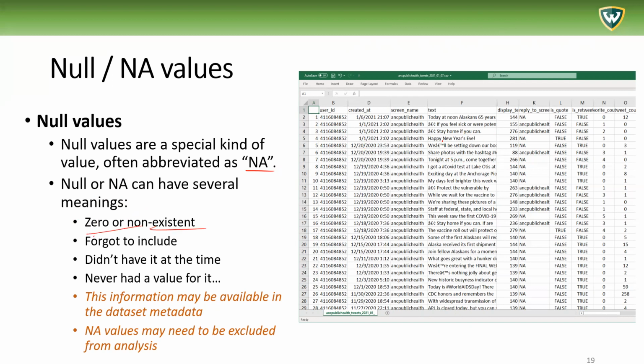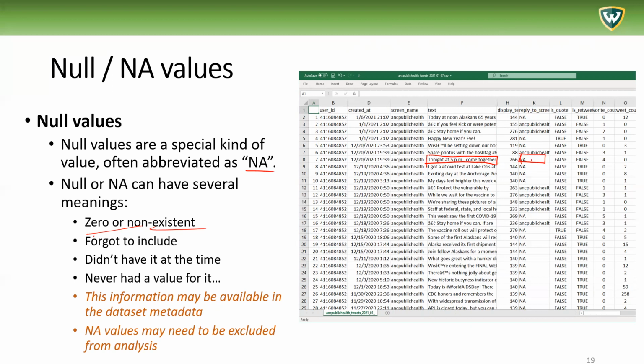So for example, let's say there's a tweet here. This tweet from the agency says, tonight at 5 p.m., come together, blah, blah, blah. That's the text itself. Now there is one attribute here that is reply to screen name, the person or entity to which this tweet is being replied. And here it says NA. Because of the nature of this data, I know that NA means that this is not a reply to anybody.